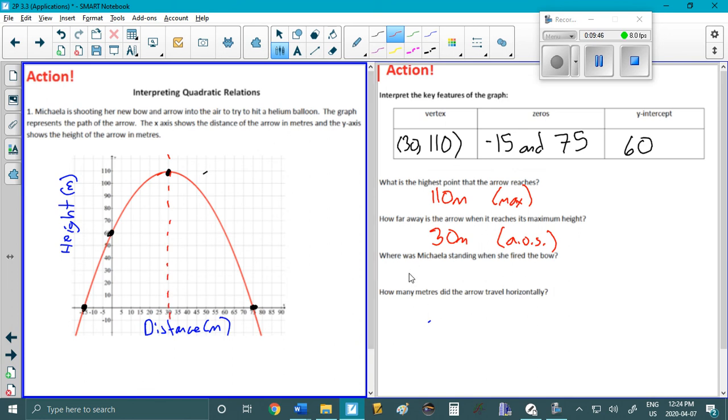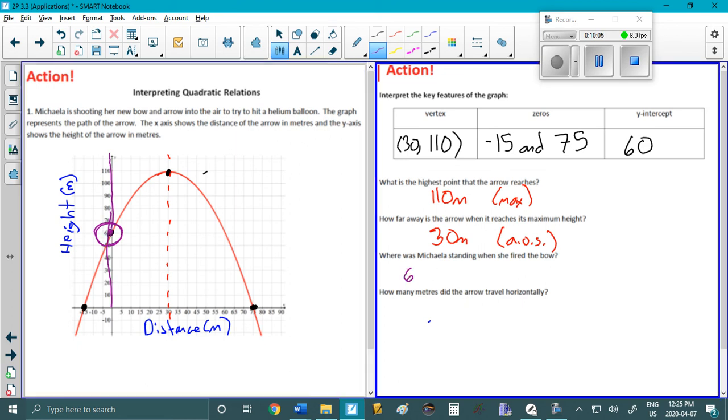Where was Michaela standing when she fired the bow? This is the hardest question. So when she fired the bow, that's going to be at distance 0. So this is when it starts, right? So right here, this is where she was standing. So she was at 60 meters above the ground. So maybe she's on top of a building or something above the ground. Maybe she's on a cliff. Who knows? How many meters did the arrow travel horizontally?